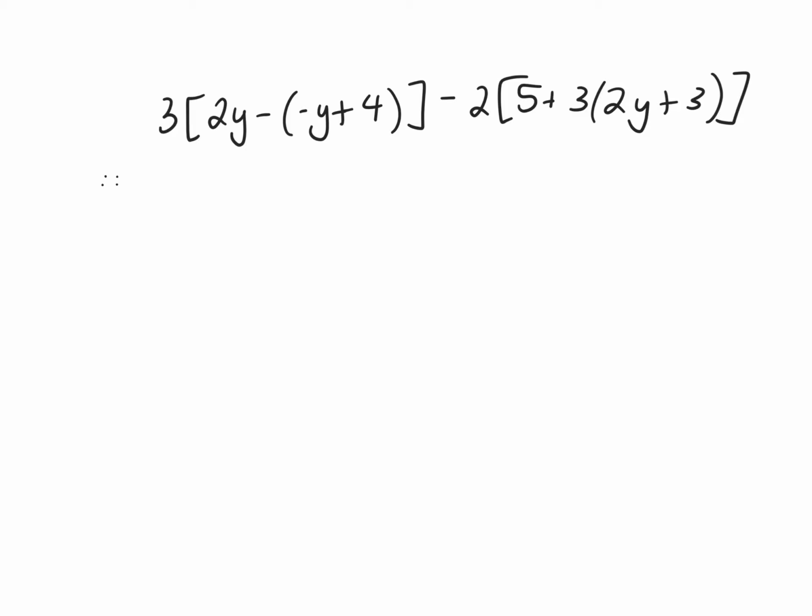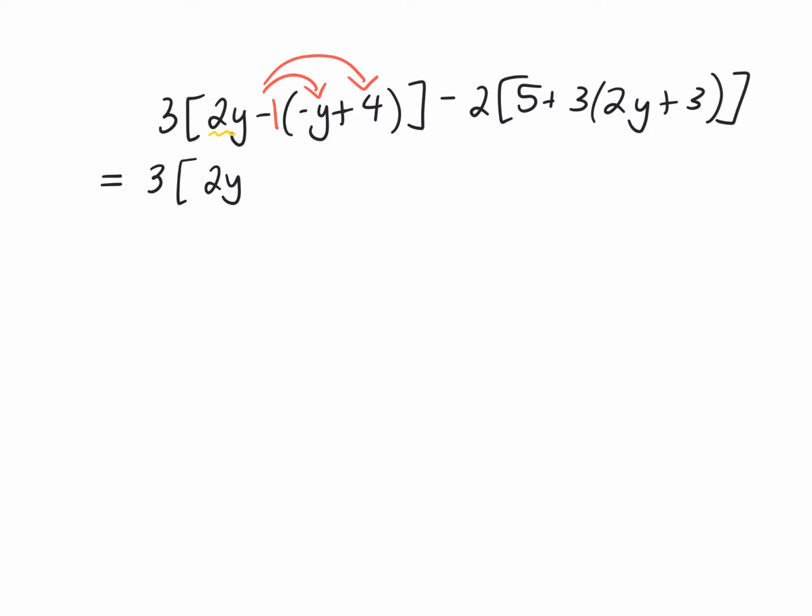Well, we have inside the bracket, because we need to simplify this, we have 2y minus, you can imagine there's a 1 here. So what you're doing is you're distributing this. You're using the distributive property to get rid of the bracket. Okay. So we have 3 bracket 2y.